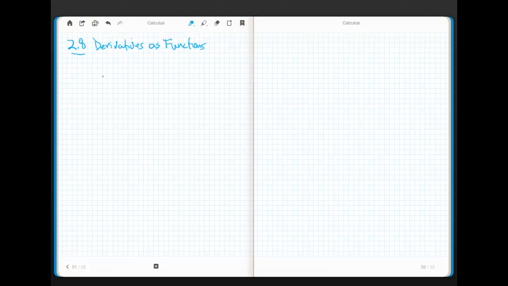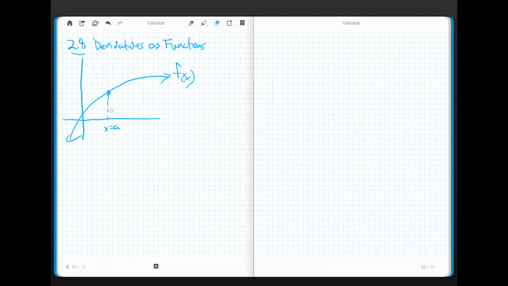I'm back, and we're going to talk about section 2.8, derivatives as functions. Okay, now let me tell you what I mean by this. Remember, if I have a function, which I call f of x, and I want to figure out the slope of the line tangent at x equals a, there's two ways to do it. I know this is redundant, but bear with me, okay?